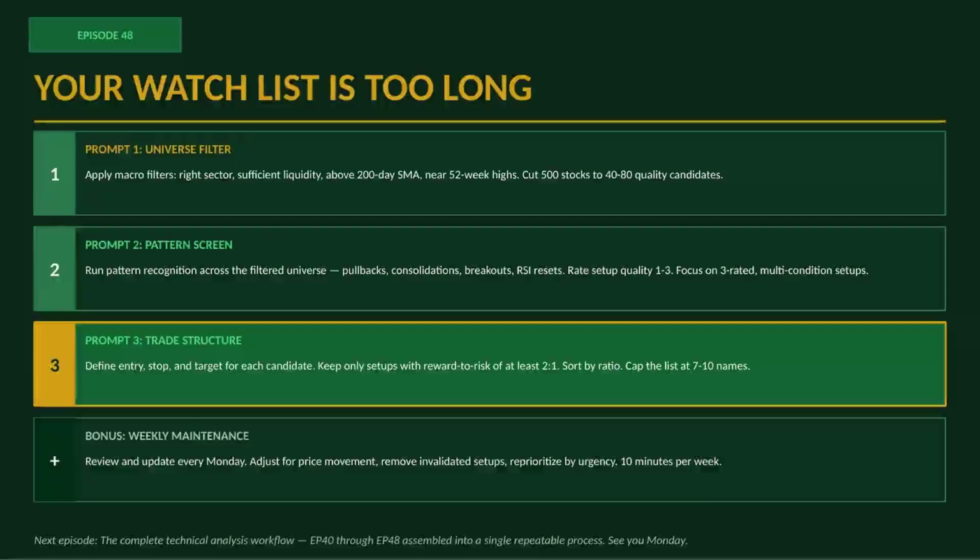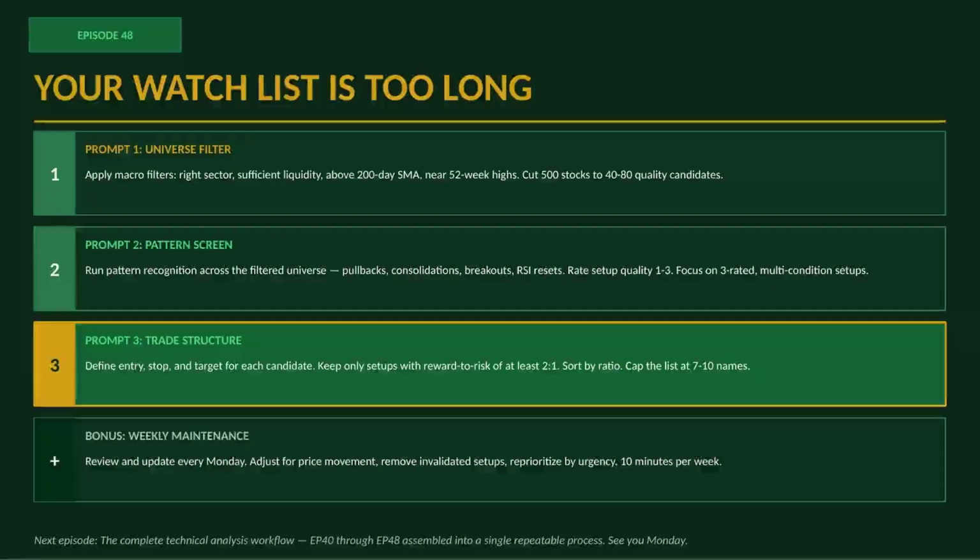Prompt 1. Building the universe. Apply macro filters to narrow from hundreds to 40 to 80 stocks. Right sector, sufficient liquidity, above the 200-day, near 52-week highs. Prompt 2. Pattern screening. Run pattern recognition across the filtered universe to identify the specific technical setups that match your criteria. Pullbacks, consolidations, breakouts, momentum resets.